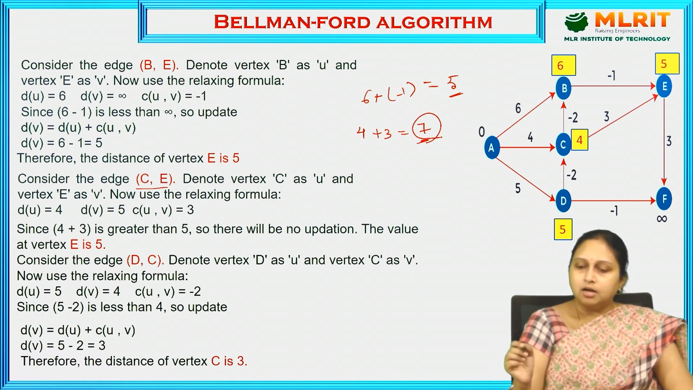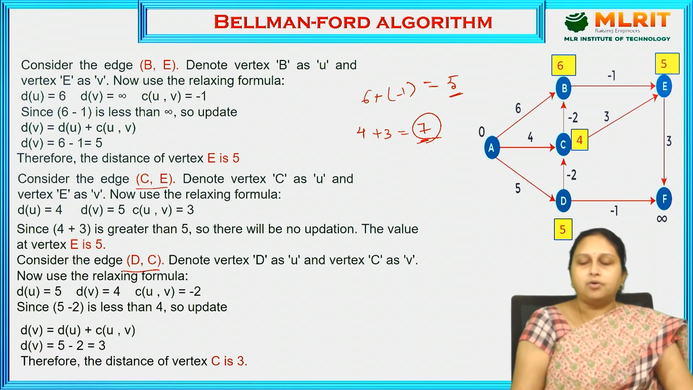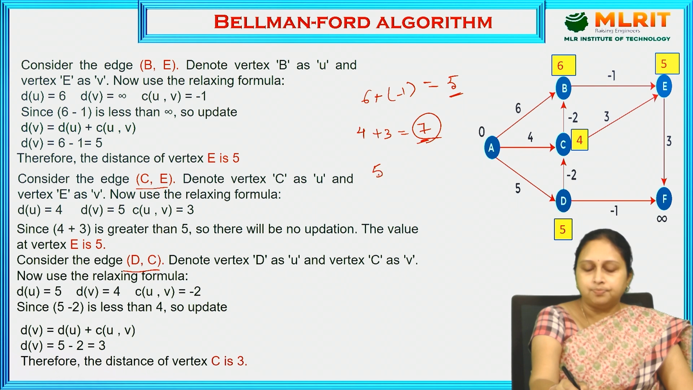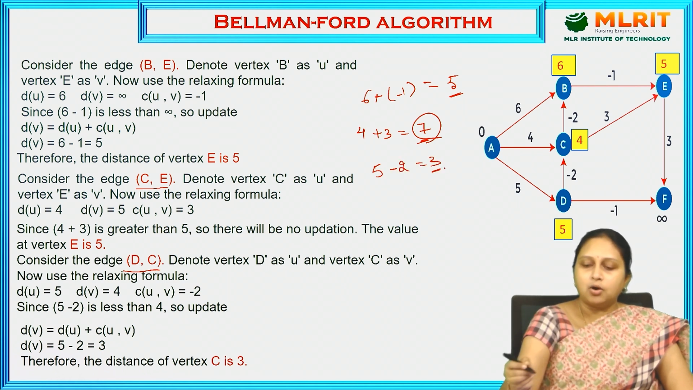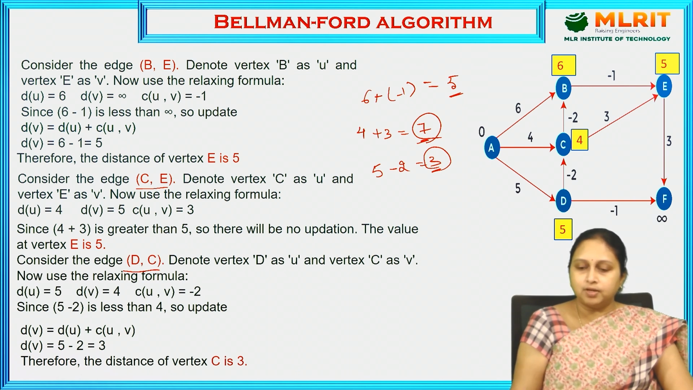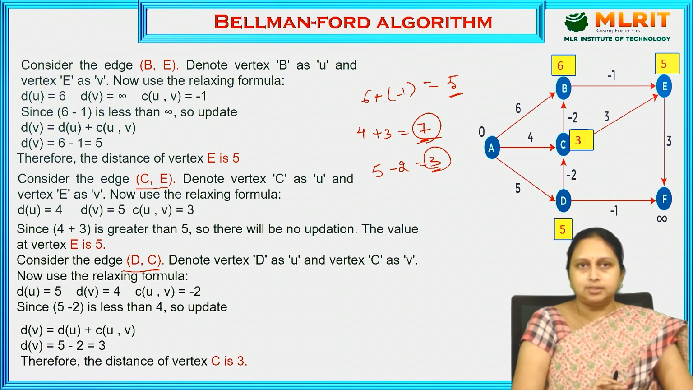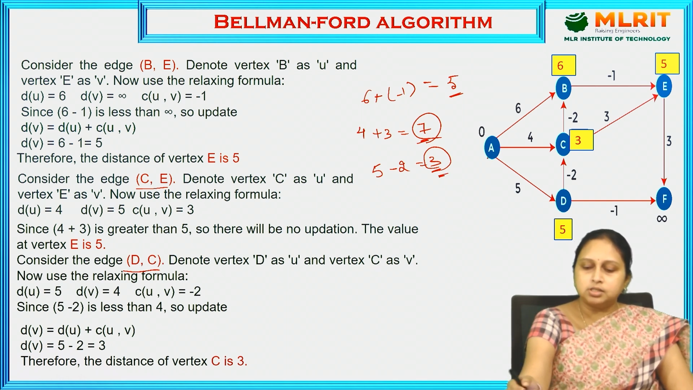Okay. Next, coming to the next one, we have D to C. Now, D value we have 5 minus 2. 5 minus 2 is nothing but 3. Now, here for the C vertex, already we have the value as 4. But whatever the new value we got, it is 3. So we need to replace 4 with 3. Right? Which is the minimum value we are going to get, that has to be replaced there. Now, so C is now 3 value.